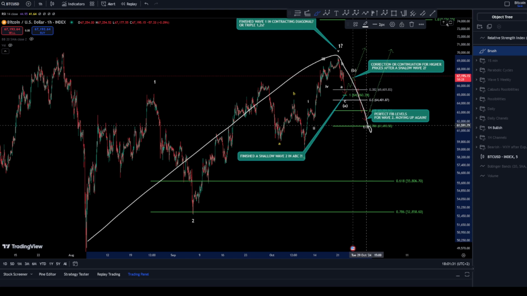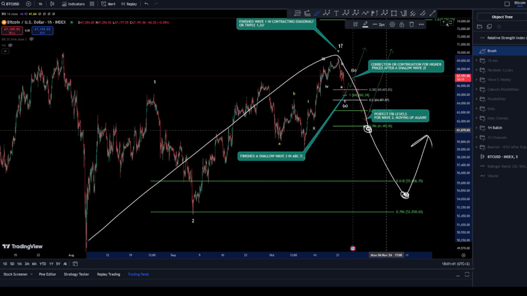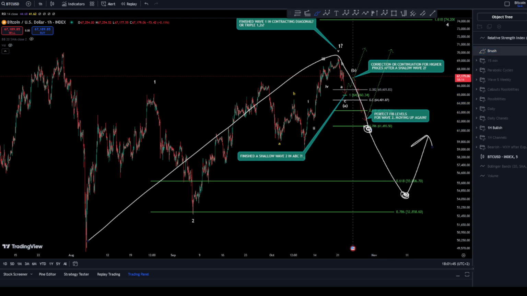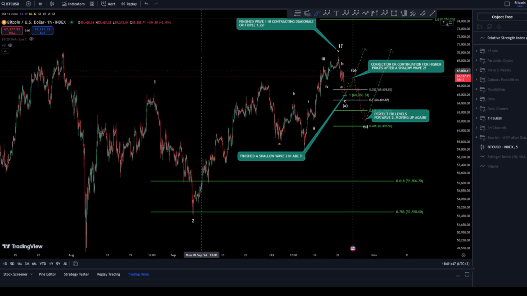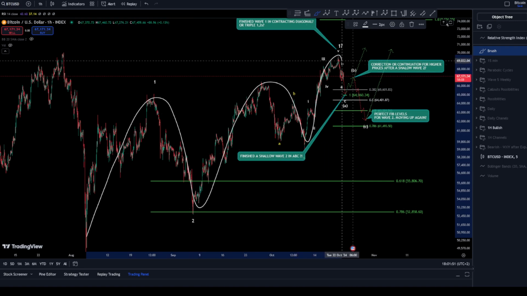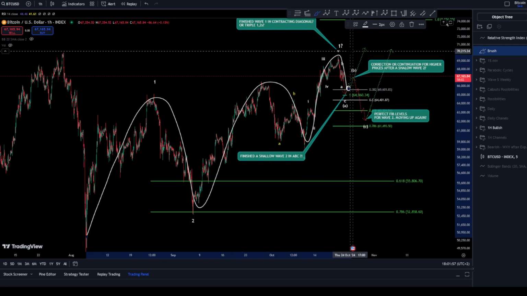And we are looking for a shallow wave 2 for this contracting diagonal, or even a deeper wave 2 for this contracting diagonal. And then, of course, we are looking to move towards the upside, possibly from both scenarios. Another scenario is that you have a 1-2, 1-2, and another 1-2, where your wave 2 can be much more shallow than the diagonal one.